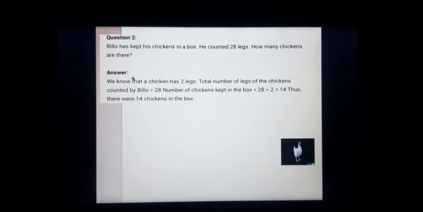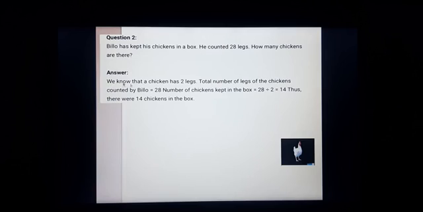Okay, so for this, how many legs are there? 2 are there. So what is the question given here? Billu has kept his chickens in a box. He counted 28 legs. How many chickens are there? Previously we did it for 4 legs. Now we have to do it for 2 legs.